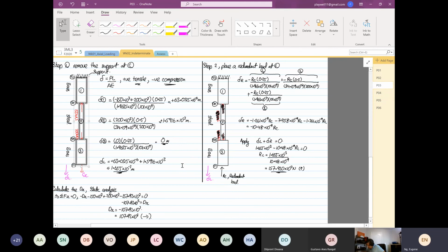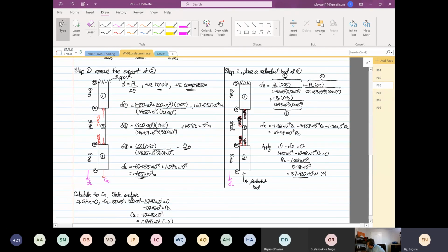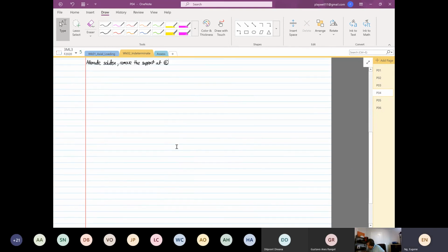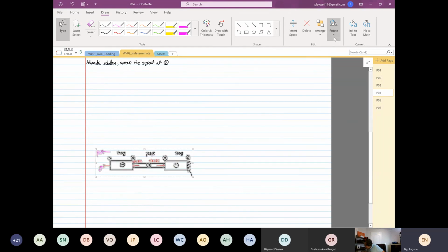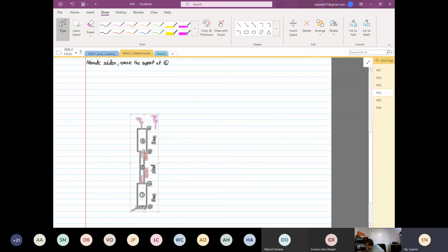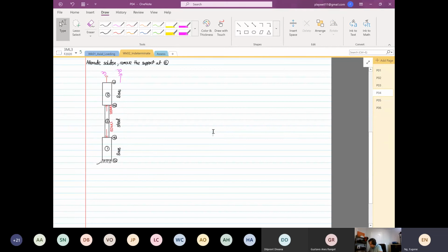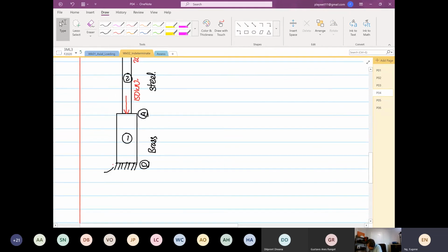So I'm going to copy the same thing. I'm going to copy, and then down here, I'm going to paste. And then I'm going to rotate right once, rotate right twice. I know it's a bit skewed, my bad. Okay, so what we're going to do now is remove the support at D.